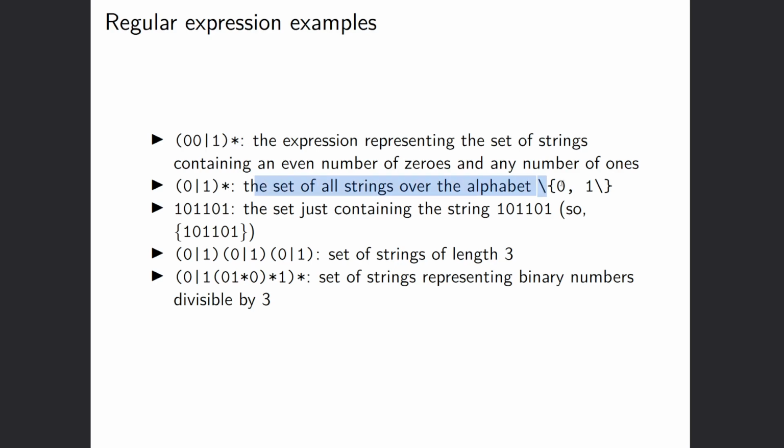Here, this is just the set of all strings over the alphabet 0, 1. Here, this set is literally just the literal string 1, 0, 1, 1, 0, 1. Here we have the set of strings of length 3, right? So it's either a 0 or a 1, and then 0 or 1. Also, this should be over alphabet 0, 1. And then here, this is the set of strings representing binary numbers divisible by 3. If you want to look into this more in depth, you can do so on your own time, but it just goes to show that regular expressions can be pretty powerful.